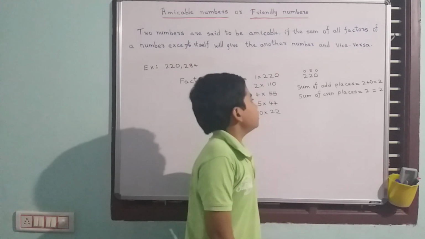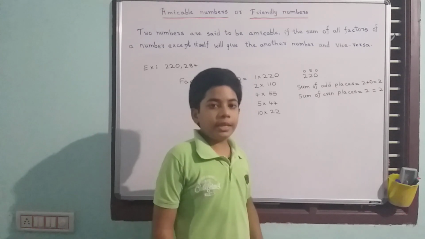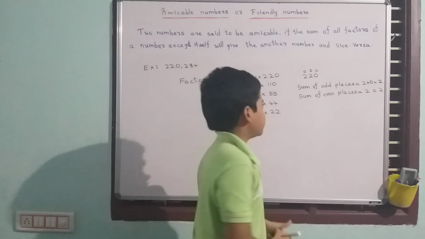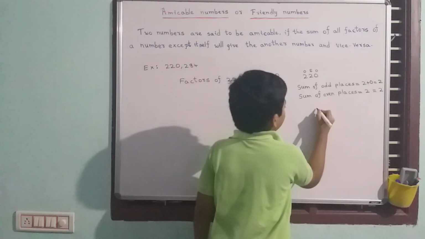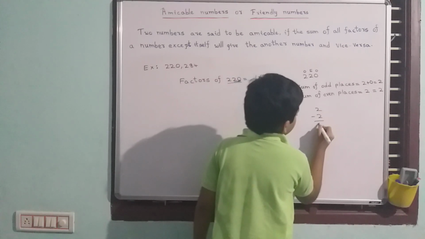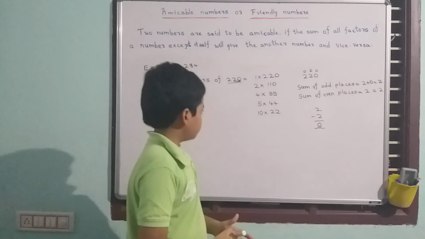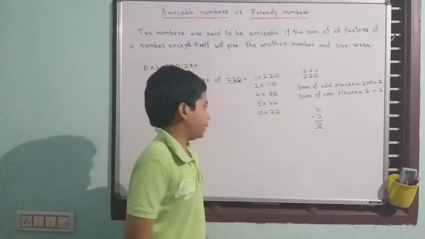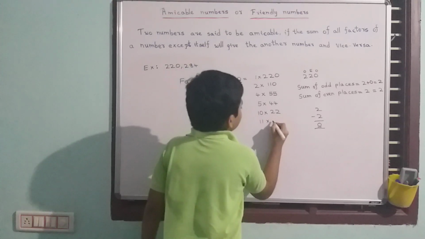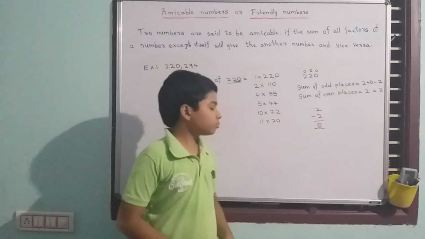After adding both odd and even places, we have to find the difference between odd places and even places. So sum of odd places is 2 and sum of even places is also 2. 2 minus 2 is 0. 0 is divisible by 11. So 11 is a factor of 220. 11 twenties are 220.